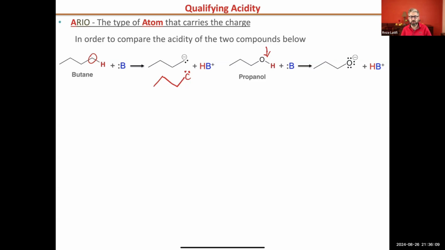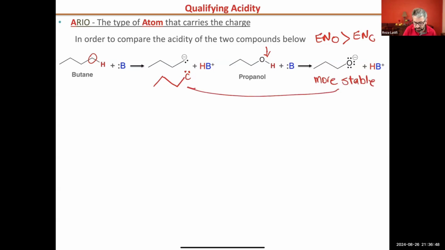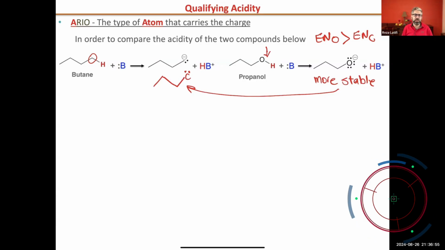Now let's compare them. Which one is more stable? One has the negative charge on carbon, the second one on oxygen. Oxygen is more electronegative than carbon. What does it mean? If you are supposed to have a negative charge, it should be on oxygen. Oxygen is more capable of handling the negative charge than carbon. Carbon will not be happy with a negative charge, while oxygen, because of electronegativity, will be more stable than that one. That means propanol will be a stronger acid than butane. I want to remind you of a couple of things.